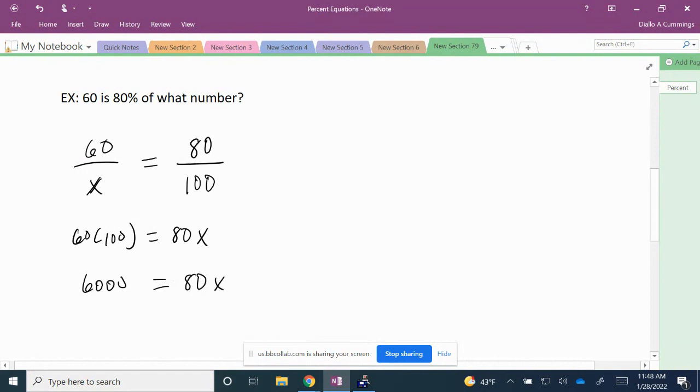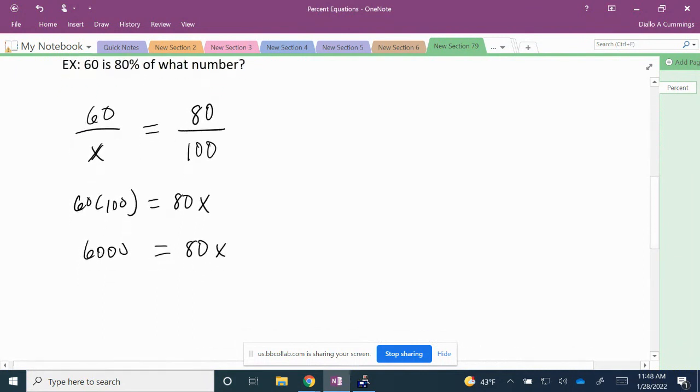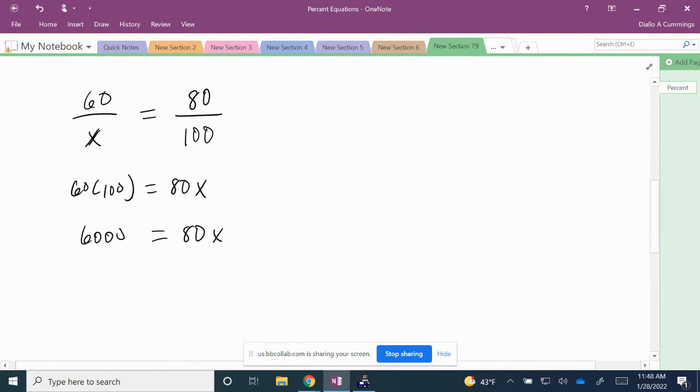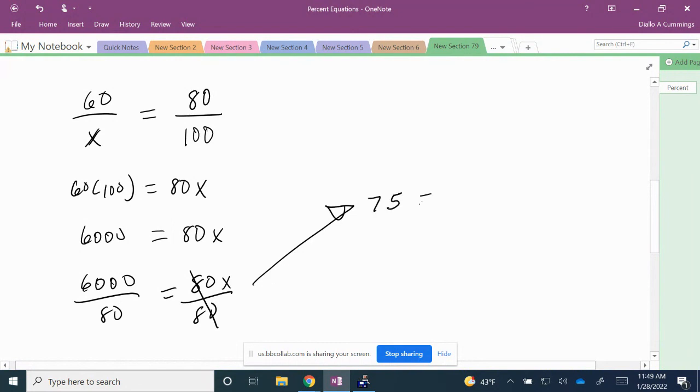Now we're going to solve for x. The opposite of multiplying x by 80 is to divide by 80, so we're going to divide both sides by 80. We divide the left-hand side by 80, and we also divide the right-hand side by 80. Notice that the 80 on the right-hand side will cancel, and we're left with our final result. 6,000 divided by 80 is 75, so we have that 75 is equal to x.